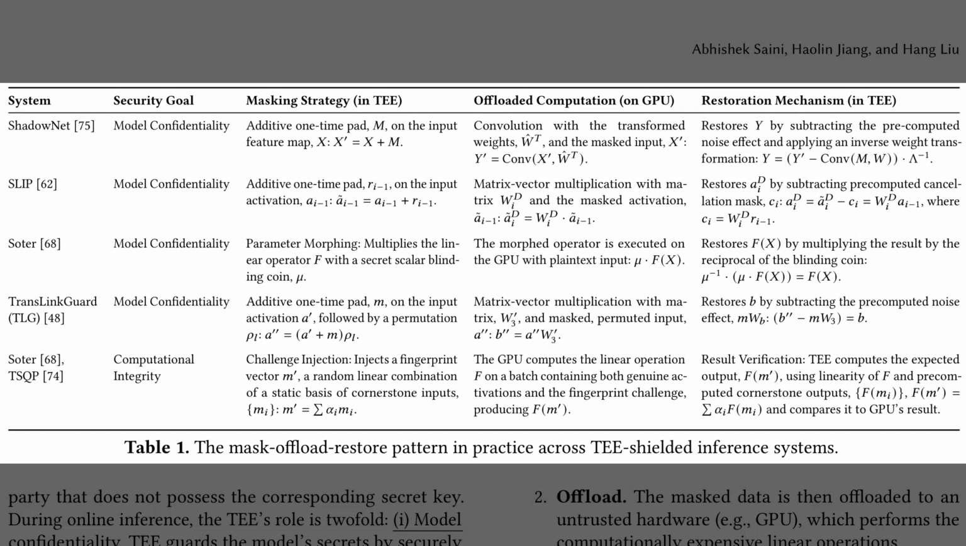Table 1 details the mask offload restore pattern that makes these systems vulnerable. On the left, you see frameworks like ShadowNet, CellAP, and TransLink Guard. They all start by masking input data inside the trusted environment, often using additive noise or secret permutations before sending it to the GPU for processing. The vulnerability reveals itself in the final column, the restoration mechanism. To make these systems fast enough for real-time use, they rely on pre-computed cancellation masks or noise effects to decode the output, creating the static targets that attackers can exploit.